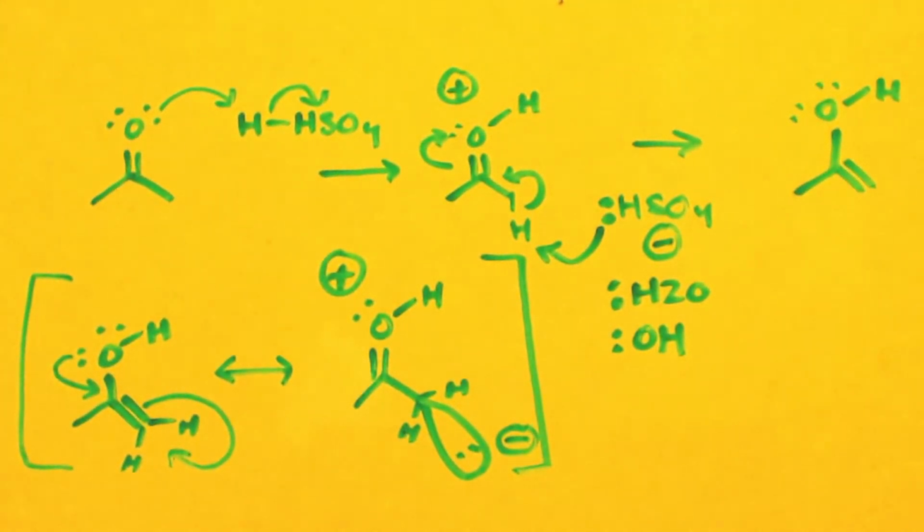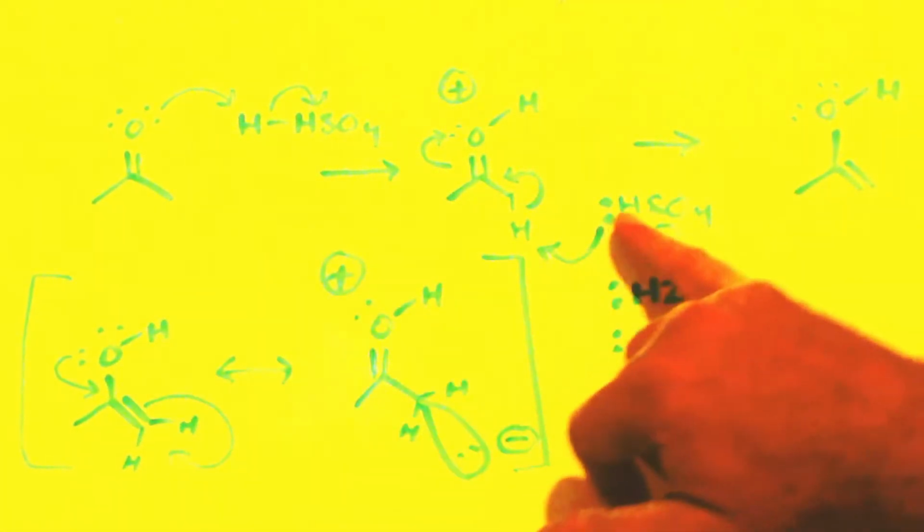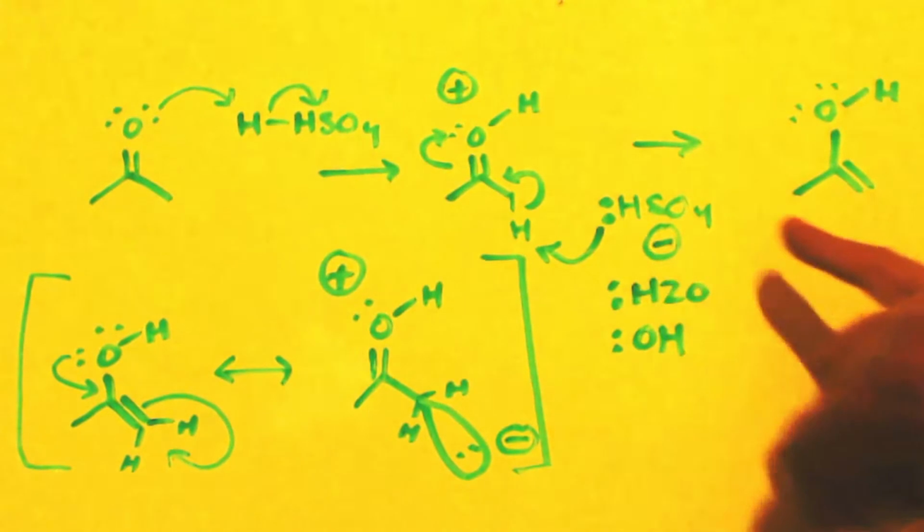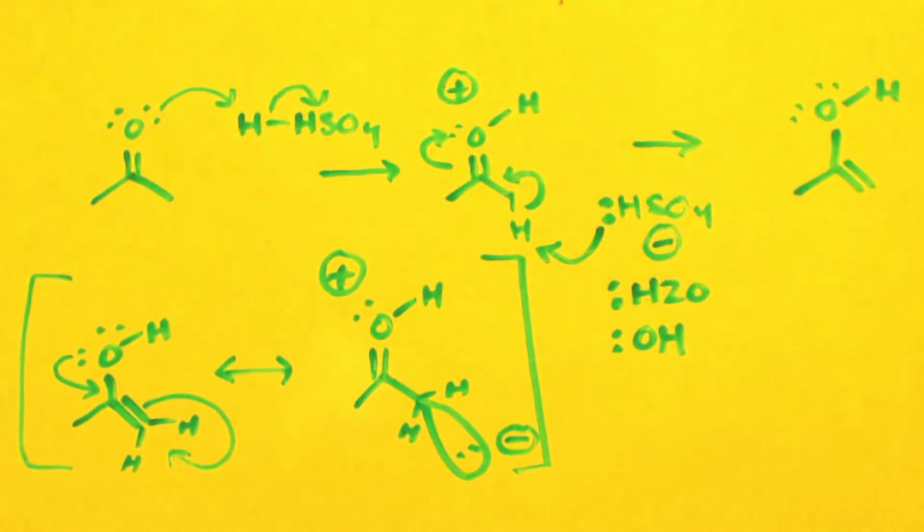Which is a neutral compound, right? Because you added a proton, but then you took it back, so you recreated your sulfuric acid. You only need a catalytic amount, right? Because you can see you're remaking it.